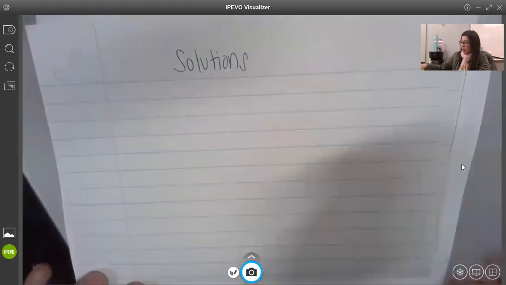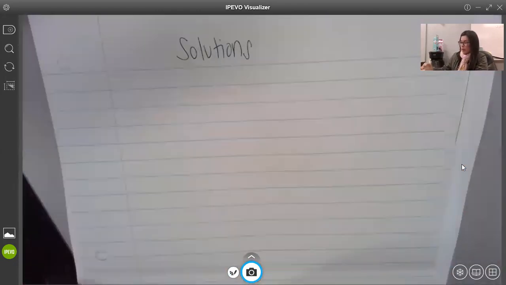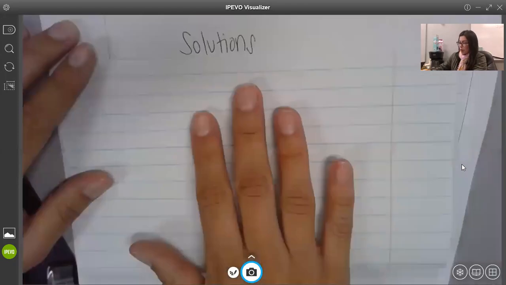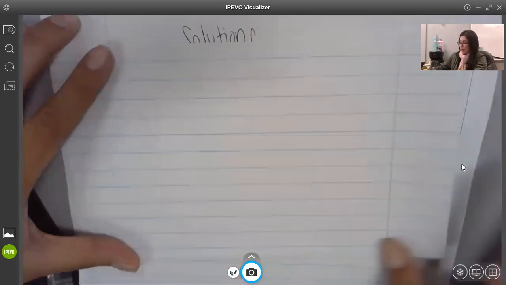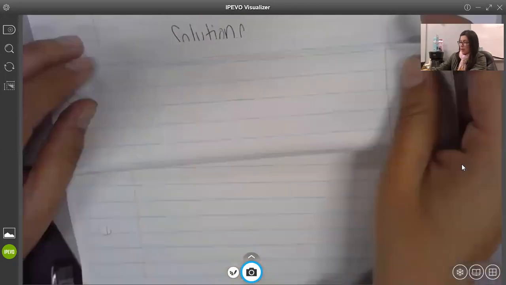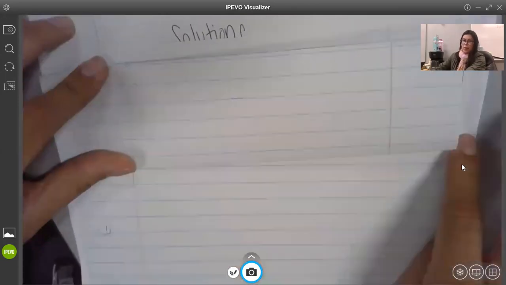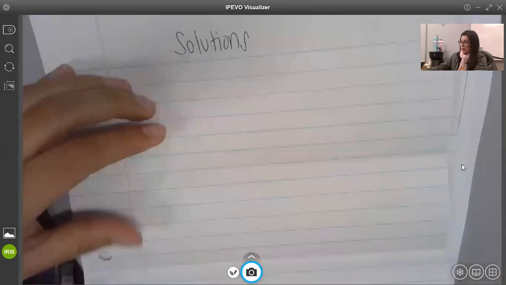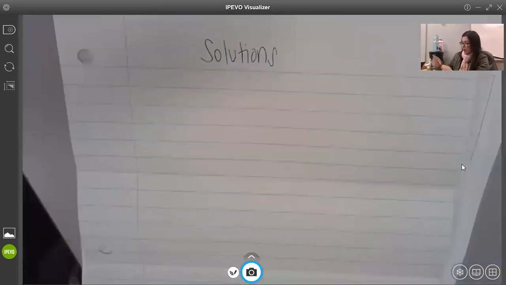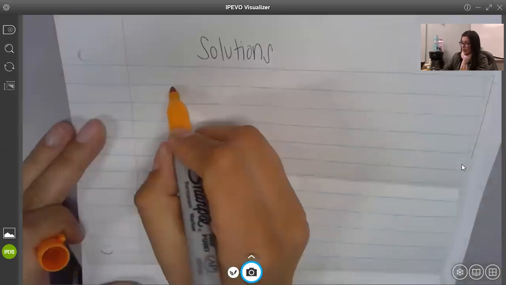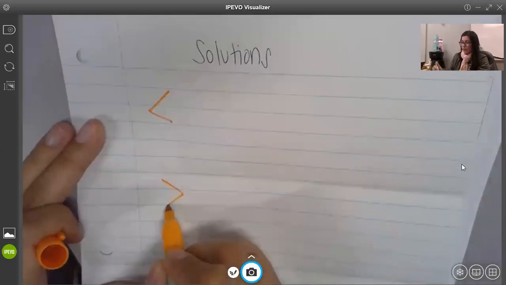Okay, so there are four types, and I'm going to fold my paper so that you can see that. If you don't fold it, it's fine. I just do that so I can stay organized. So we have less than. We have greater than.